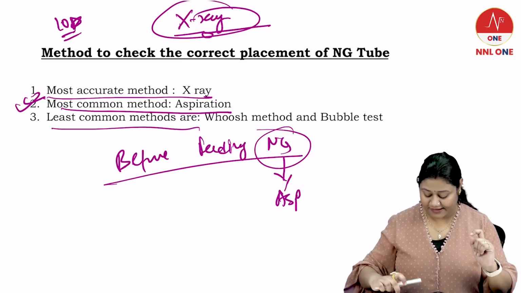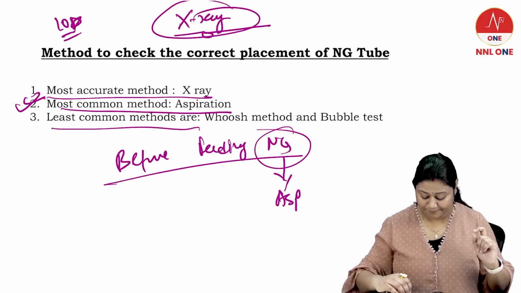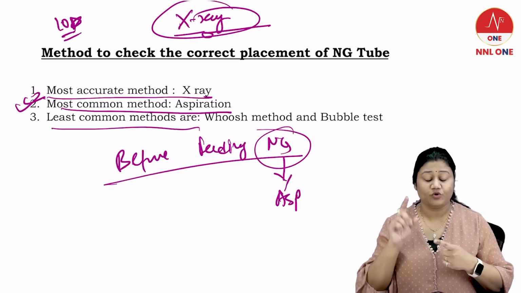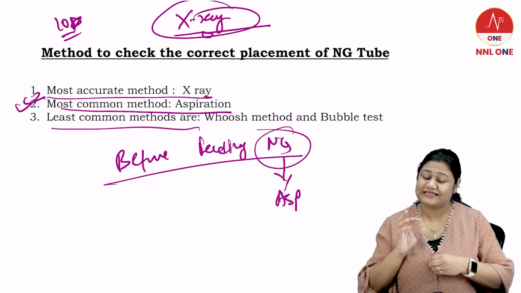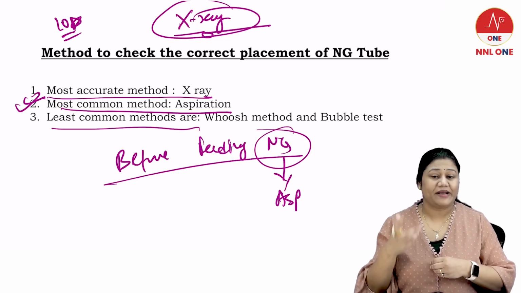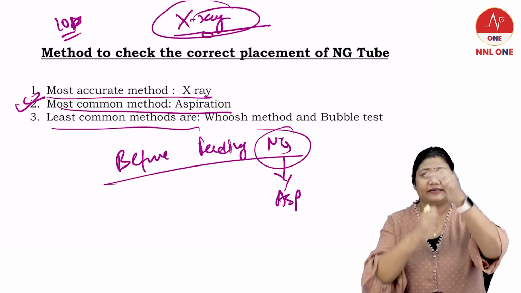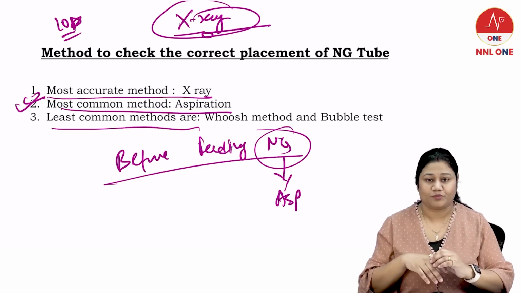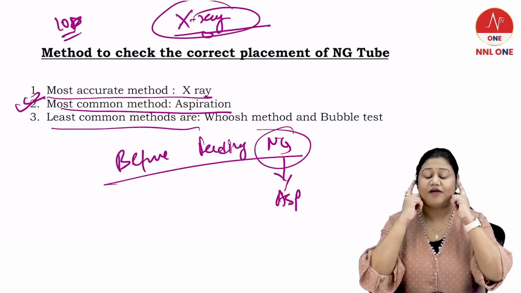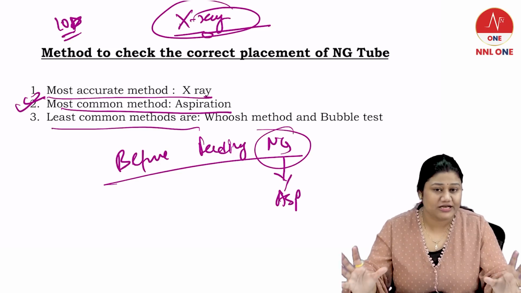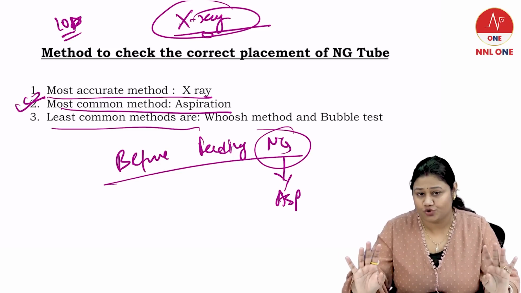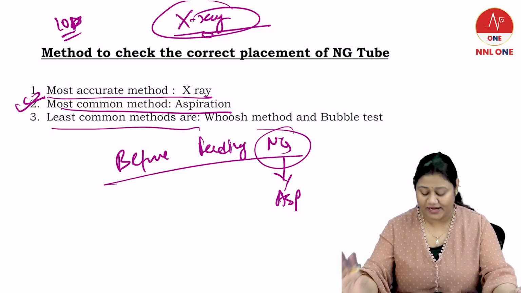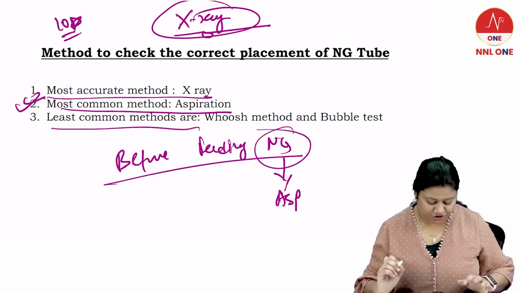Whoosh test, let us quickly revise what we do in the whoosh test, what all important supplies we require. We need a stethoscope. You will use the diaphragm of the stethoscope. You will place it at the epigastric region. You will use a 20 ml syringe, and in the 20 ml syringe you will take air and inject the air through the NG tube. While administering, simultaneously you have to auscultate. If any whoosh sound is present, that means the tube is in the stomach. But this is not a reliable method, right? This is not a reliable method, the bubble or the whoosh test.